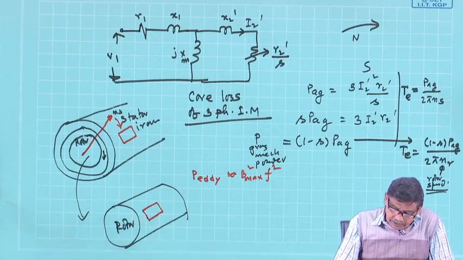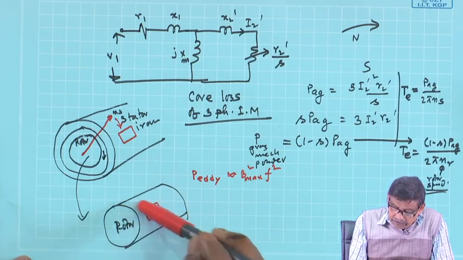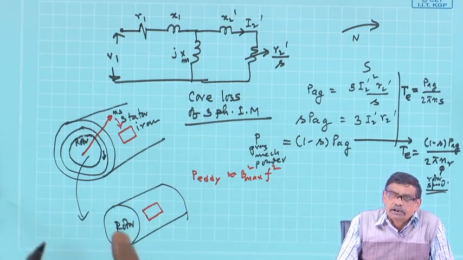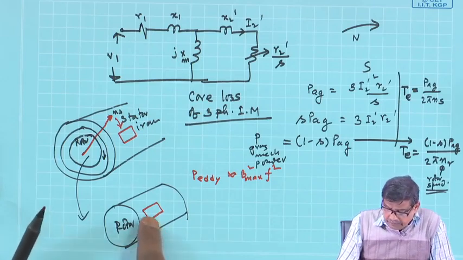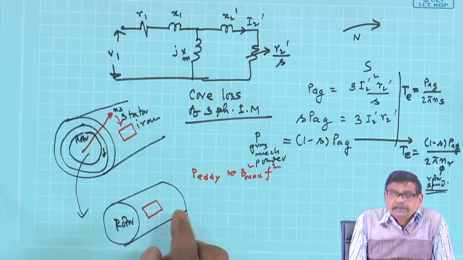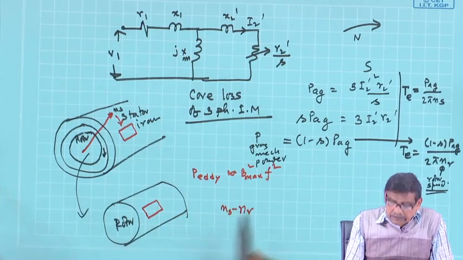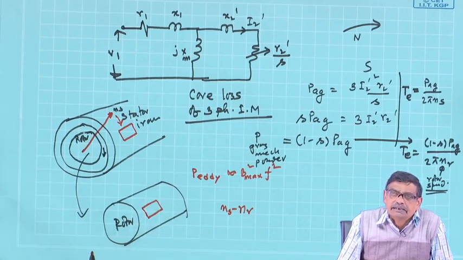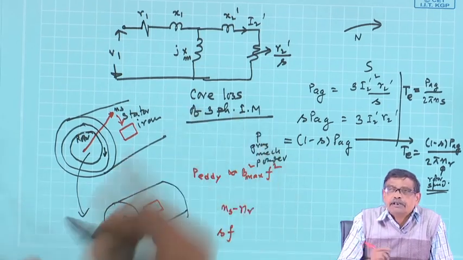We find that there is a field passing around this loop, but at what speed? You are sitting on the rotor now, you will say that the field is moving past this loop at a speed Ns minus Nr. Therefore, induced voltage in the rotor is decided by Ns minus Nr, or in fact, we have seen it, it will be SF, supply frequency is f.